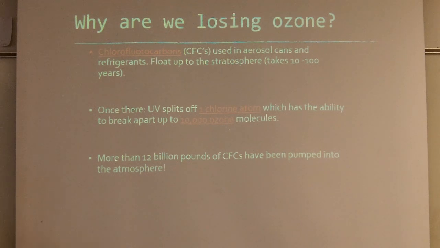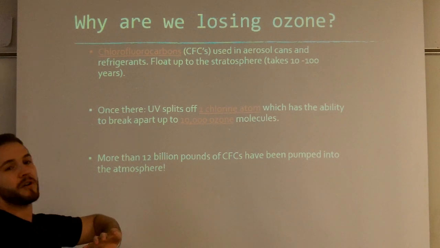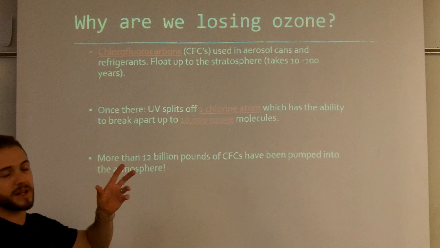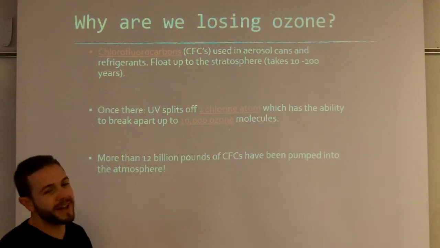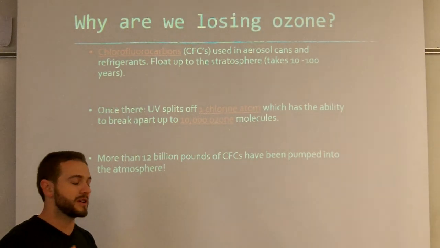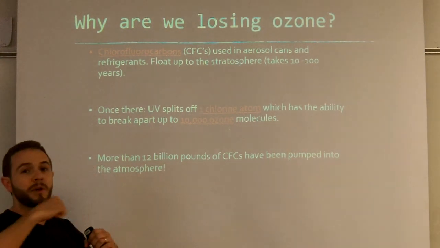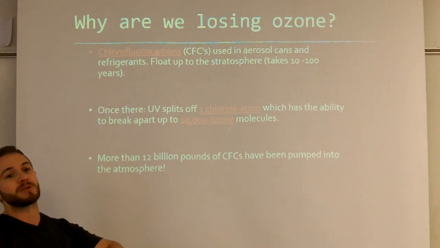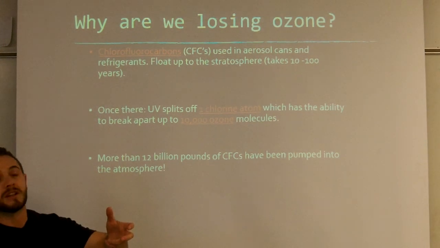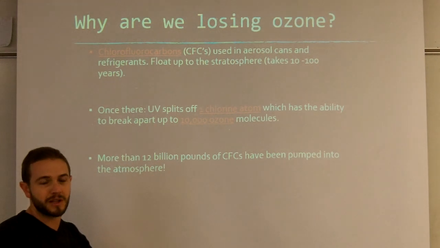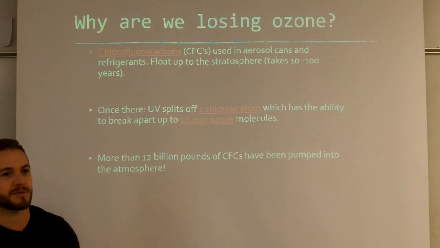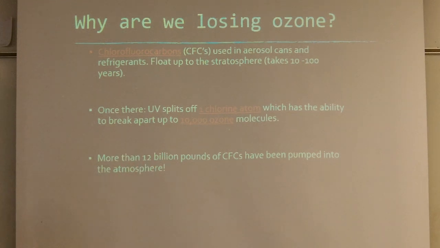So what's going on? The CFCs, again, take 10 to 100 years to float to the stratosphere. The UV light first rips off one of the chlorine atoms on these CFCs, and that one chlorine atom can then go through and destroy 10,000 ozone molecules. It will attach itself to one of the oxygen molecules, rip it off, then the UV light splits that chlorine from the oxygen, and then that chlorine is now free to rip off another oxygen from a new ozone molecule, and it can do this up to 10,000 times before it falls back to Earth.